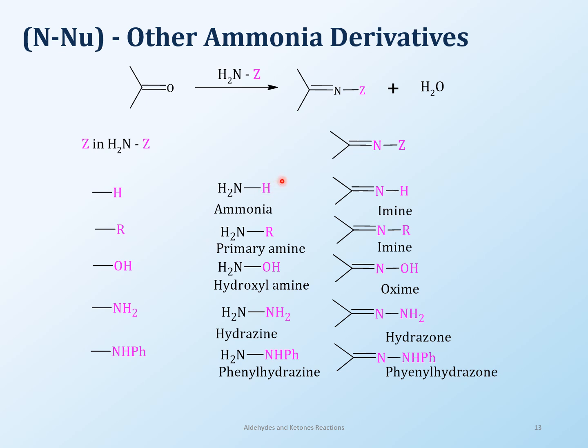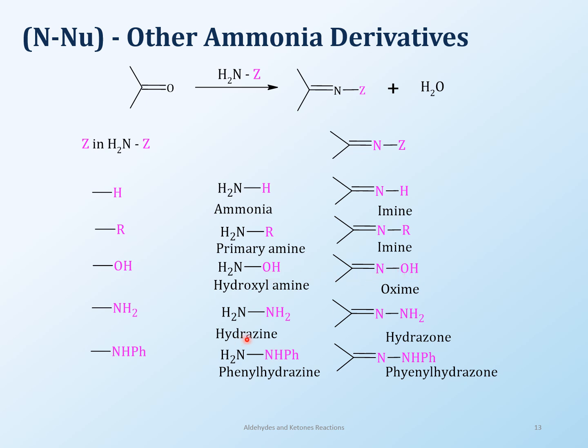So whatever that third group is on the nitrogen is what's going to stay. In the case of a primary amine, the two hydrogens are there, but the one R group, that's going to stay. In the case of hydroxylamine, you still have the two hydrogens, and here you have an alcohol group. That alcohol group is going to stay.